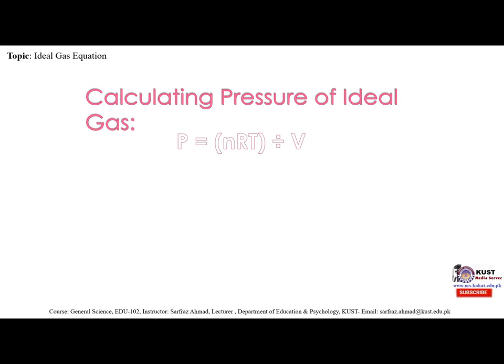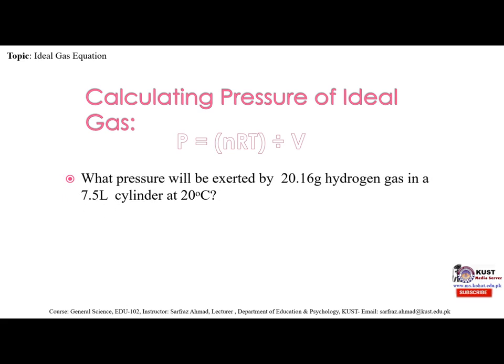If we want to calculate the pressure of an ideal gas, then again we shall use this equation: P is equal to nRT divided by V. Before this we divided by P, but now we have to calculate pressure. So pressure is equal to nRT divided by V. Now the question is: what pressure will be exerted by 20.16 gram hydrogen gas in a 7.5 liter cylinder at 20 degrees centigrade?